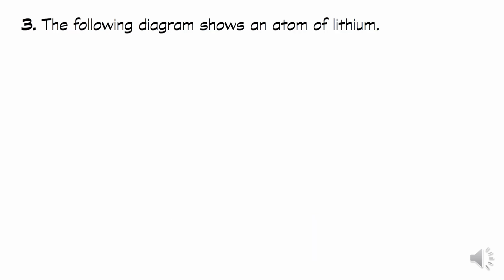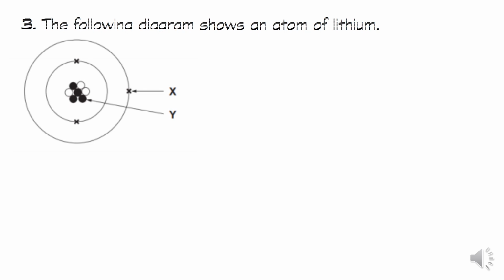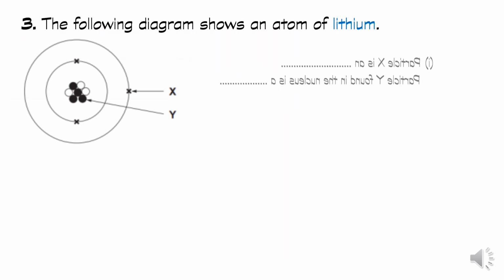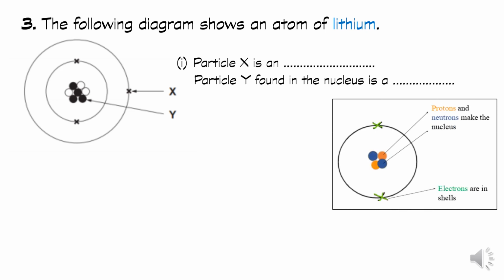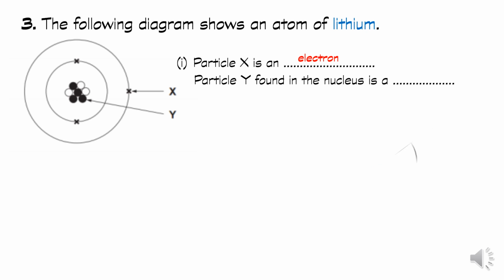Question 3. The following diagram shows an atom of lithium. And sentence starters again. Particle X is an... And here we're going back to our previous videos where we said protons and neutrons make the nucleus and electrons are around in the shells. Here X is around in the shell, so it must be an electron. Particle Y found in the nucleus is a... and here we have to look closely at the atom of lithium.